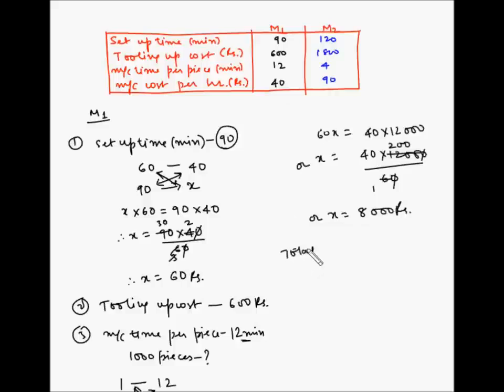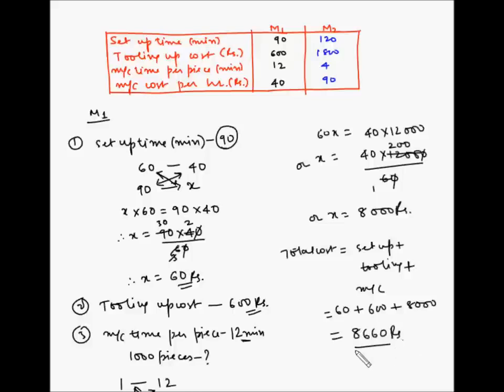So total cost will be the addition of these three, that is setup plus tooling plus the machining. So this is equal to 60 rupees plus 600 rupees plus 8,000. So this is equal to 8,660 rupees. This is the total cost for M1.